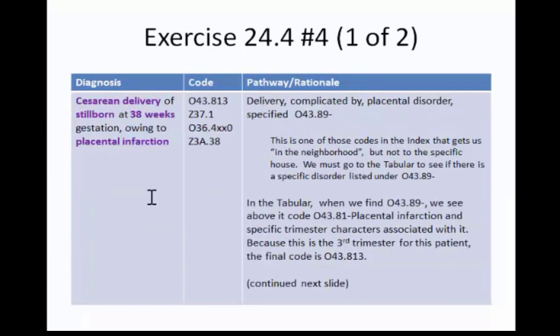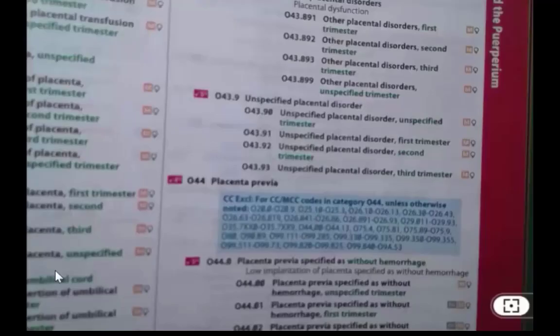Get a little bit harder. This is a cesarean delivery of a stillborn at 38 weeks owing to placental infarction. Placental infarction is not found in the index. So when you start looking for this code, you are taken to placental disorder, and you do know what it is, so I would use specified. But a couple of times in this course, I've told you about those times when the index gets you in the neighborhood, but not to the specific house where you want to be. So you have to go to the tabular, and when you find this O43.89, if you look above that, you find O43.81 with the infarction. So let's take a look at that.